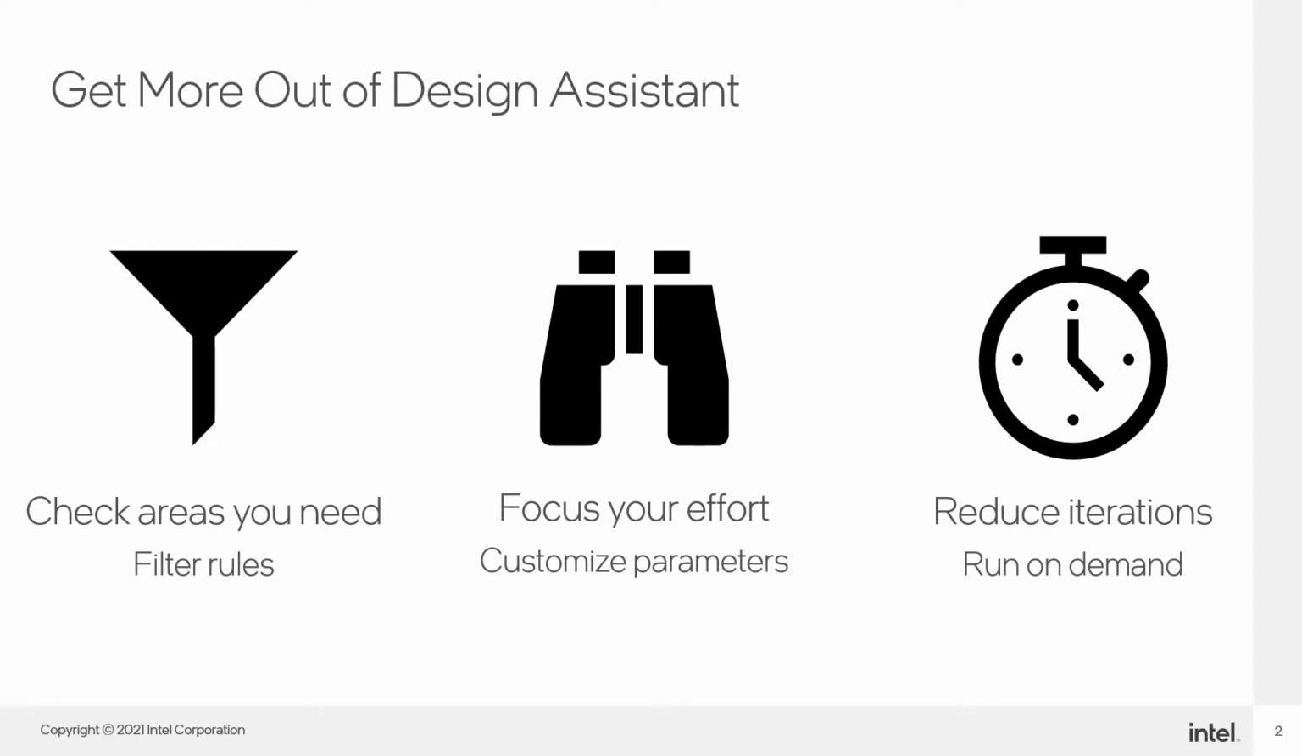First, we'll talk about checking only the areas you need for where you are in your design cycle, how you can filter rules in different ways. Next, we'll talk about ways to focus your effort with the rules you do run, how you can customize parameters to narrow the coverage of the rule. Finally, we'll talk about reducing compile iterations, how to run rules on demand.